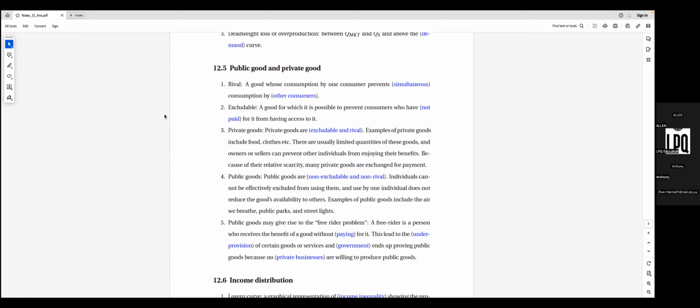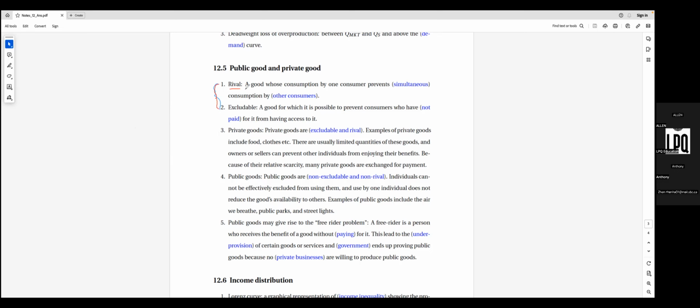is the definition of public good and private good, and the difference between these two things. So first step, you want to really tell the difference between public good and private good. You need to know what is called a rival good and what is called an excludable good in the field of economics. So what is a rival good?